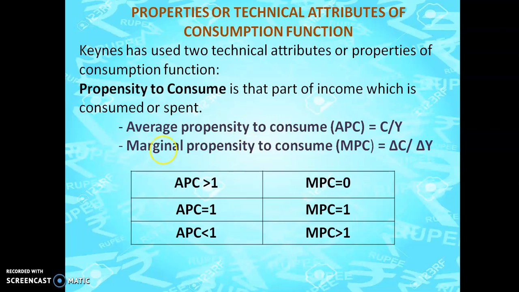Propensity to consume is of two types. One we call the average propensity to consume, and the other we call the marginal propensity to consume. Average propensity to consume is calculated as consumption divided by income. Marginal propensity to consume is calculated as delta C by delta Y.